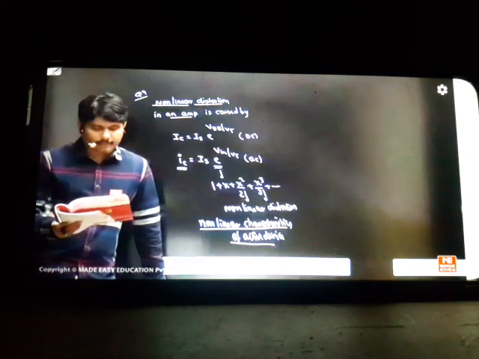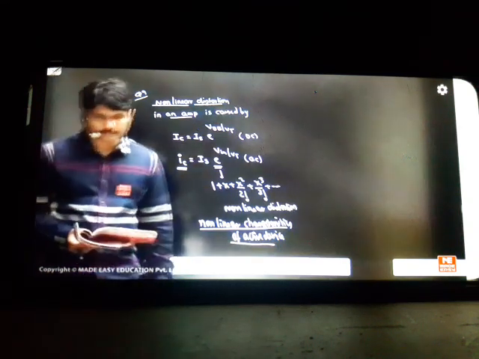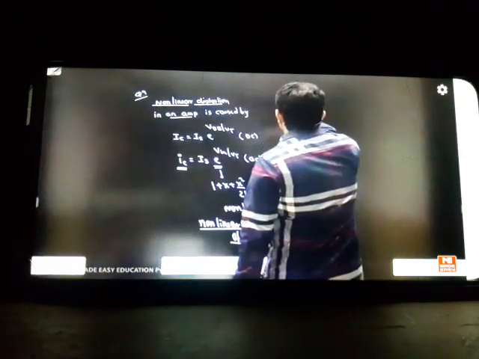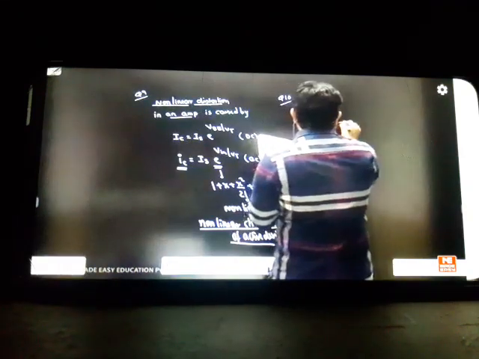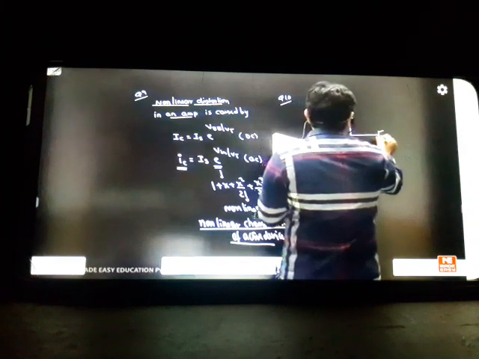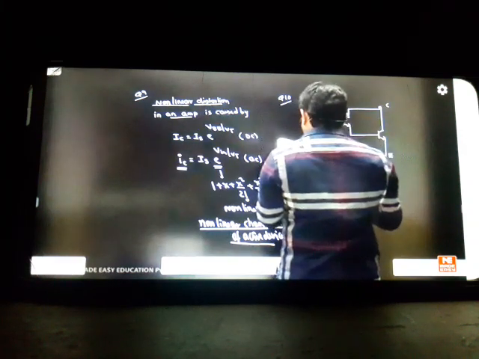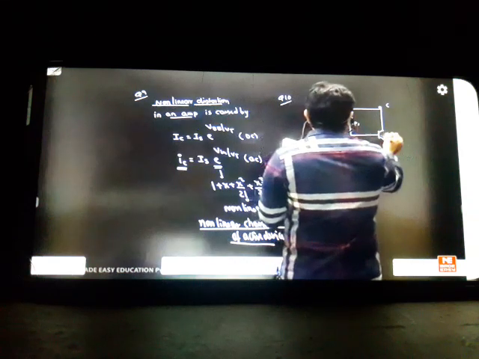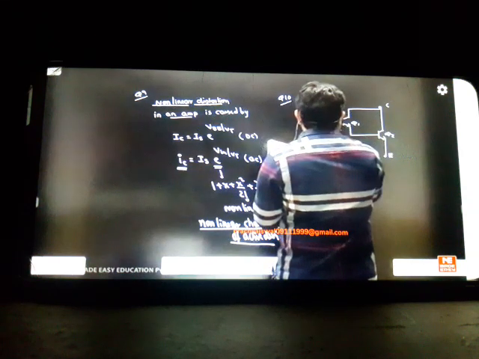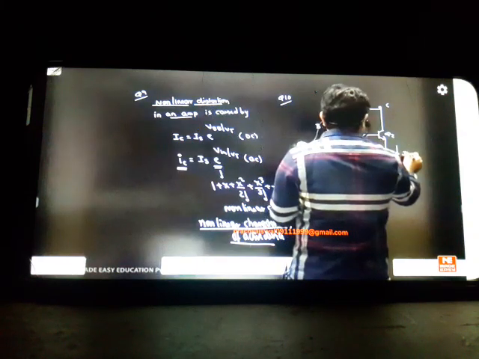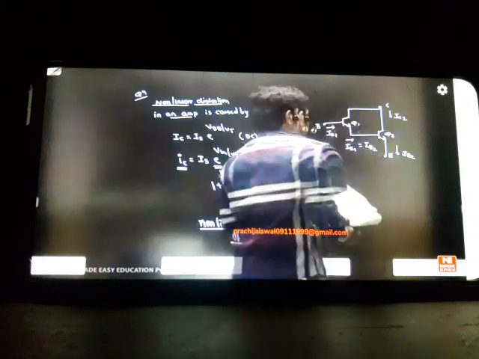Now the 10th question is related to a Darlington pair. Try to solve this question by yourself once. Question number 10. He has given a Darlington pair. This is Q1, this is Q2. This current is IB1, this current is IE1, which will be equal to IB2. This current will be IE2 and this current will be IC2.